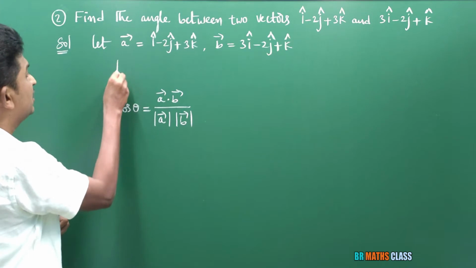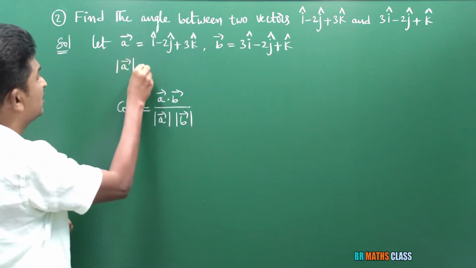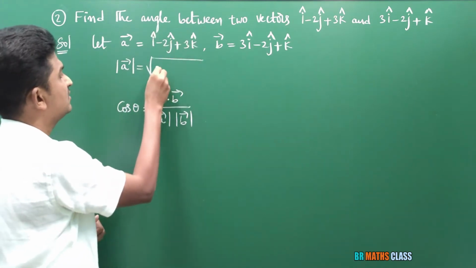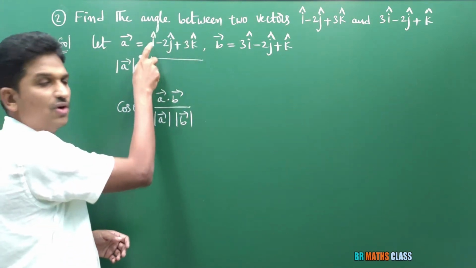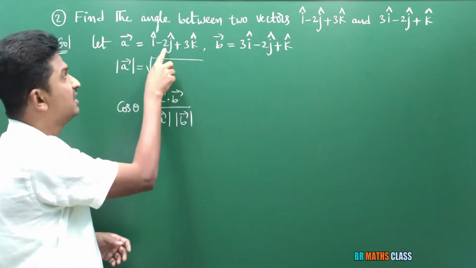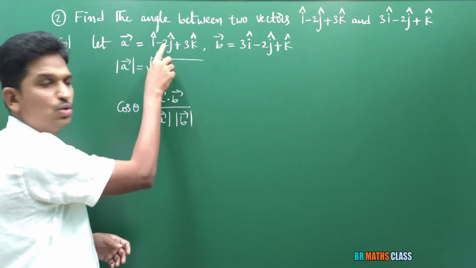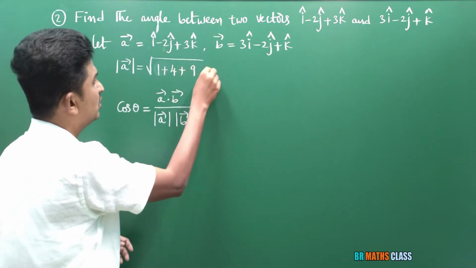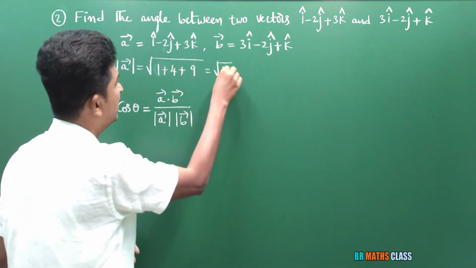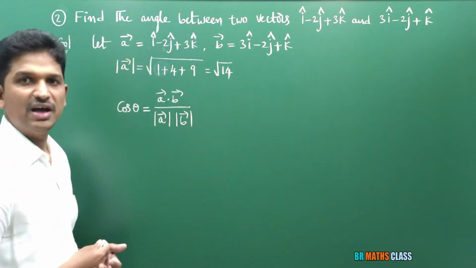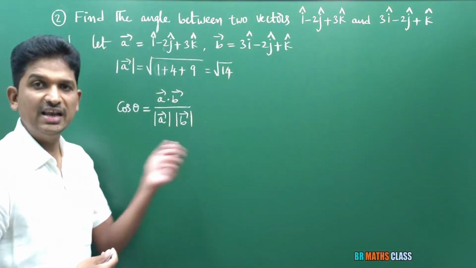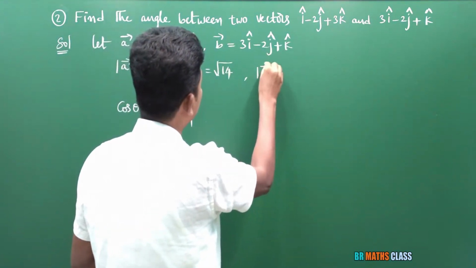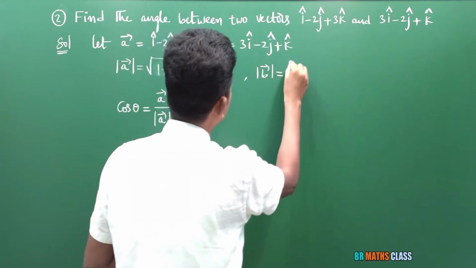From this vector A bar, you can calculate magnitude of A bar. What is magnitude of A bar? Root over. What are the scalar components of this vector? Here 1 is there. 1 whole square is 1, plus here minus 2 is there. Minus 2 whole square is 4, plus 3 whole square is 9. So what will you get? This is √14. So magnitude of A bar I got √14. Similarly, I will calculate magnitude of B bar. How to calculate magnitude of B bar? Root over.